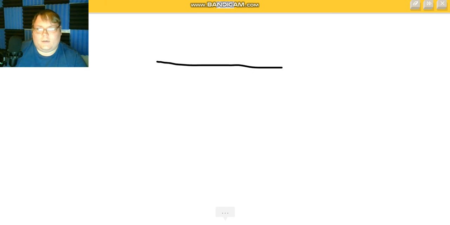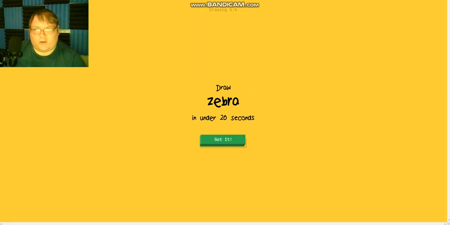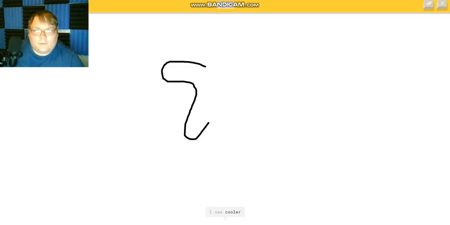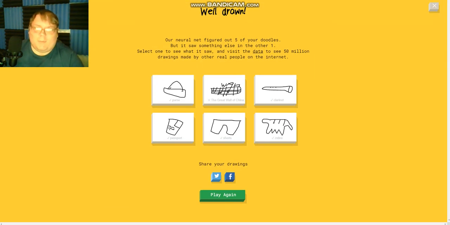Shorts. I see line. I see diving board. Or underwear. Oh, I know. It's shorts. Yes, shorts. Zebra. I see cooler. Or zigzag. Or two. I see camel. Or dog. Or elephant. Oh, I know. It's zebra. It's a very messed up zebra, but yes, it's zebra.